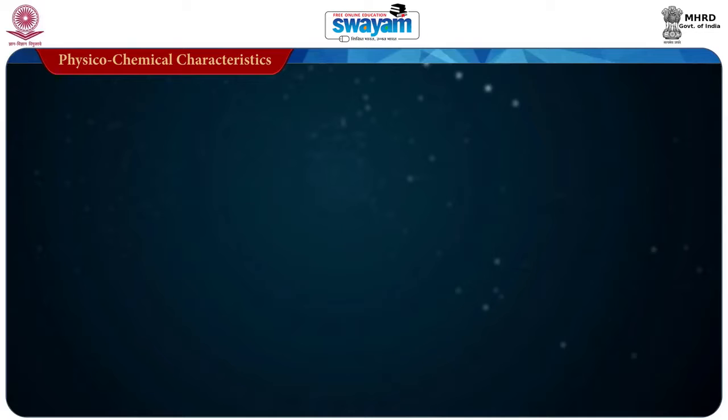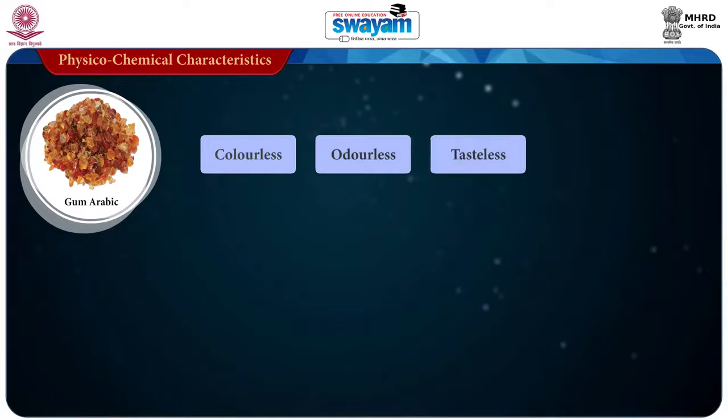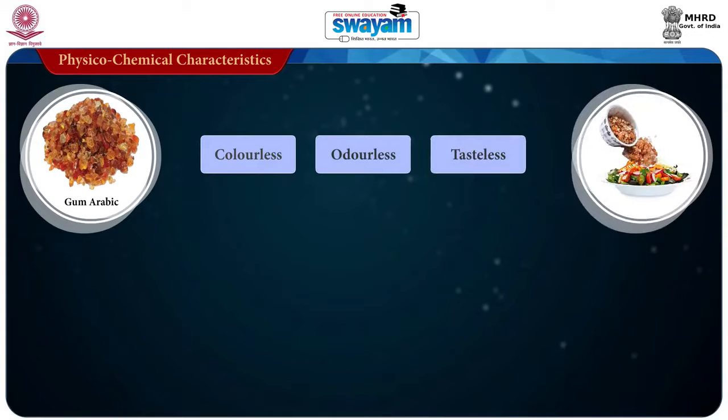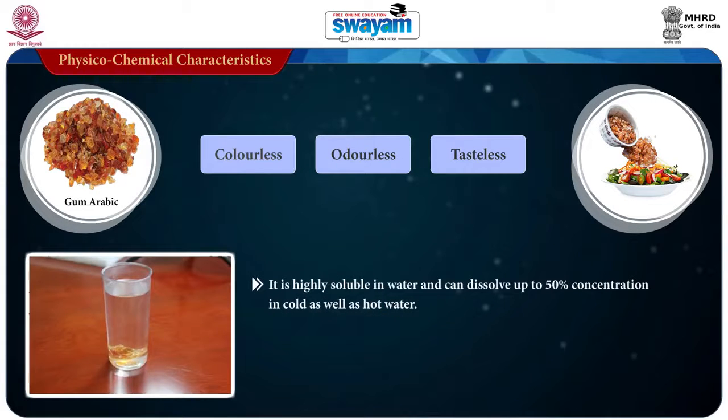Now, let us talk about the physicochemical characteristics of gum arabic. Gum arabic is a colorless, odorless, tasteless substance, and thus it does not affect the odor, color and the taste when it is added to any food substance. It's highly soluble in water. It can dissolve up to 50% concentration in cold as well as hot water.